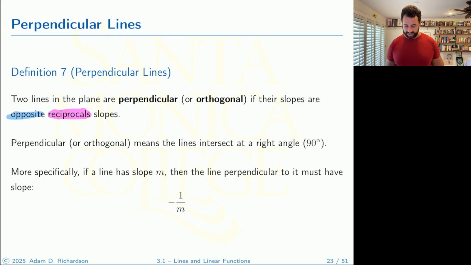Now, more specifically, more algebraically, I'll say, if a line has slope m, then the line perpendicular to it must have the slope -1 over m. So we're doing opposite reciprocals. Let me just emphasize that here. Opposite reciprocal. You see that? I tried to color code it the same, but perpendicular means those two things. If you don't have those two things, you don't have perpendicularity. So opposite and reciprocal. That's how you get the perpendicular line.